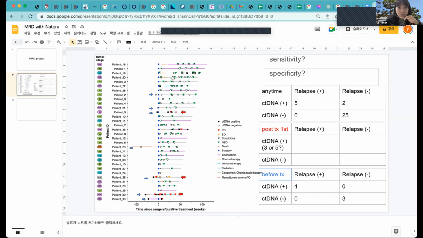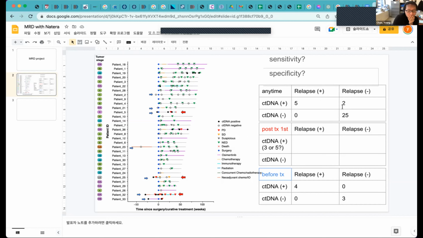With ctDNA surveillance, we can notice that the time difference and the number of times it is done are pretty variable among patients. So I'm interested in calculating sensitivity and specificity between these three categories. When we consider ctDNA positive at any time, for example patient number 19 is classified as ctDNA positive because it converted to positive around this time point. So this is pretty clear to calculate for each patient.